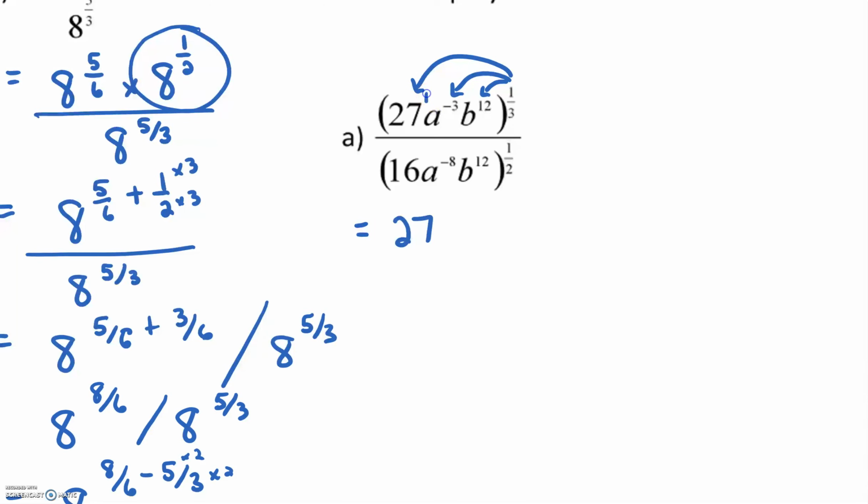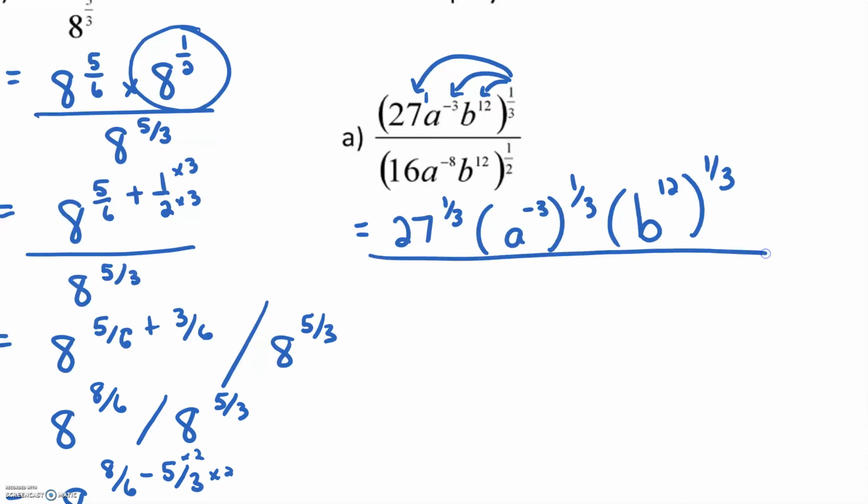Now, remember when you don't have an exponent, it's to the power of 1. 1 times 1 over 3 is 1 over 3. Then we have a to the power of negative 3 to the power of 1 over 3, and b to the power of 12 to the power of 1 over 3. We're going to do the exact same thing at the bottom. So 16 to the power of 1 over 2, a to the power of negative 8 to the power of 1 over 2, and b to the power of 12 to the power of 1 over 2.